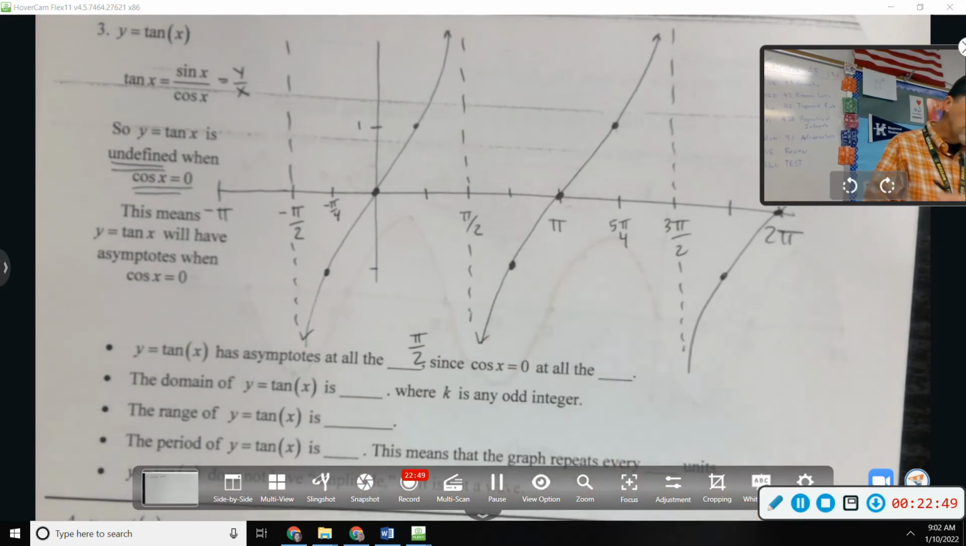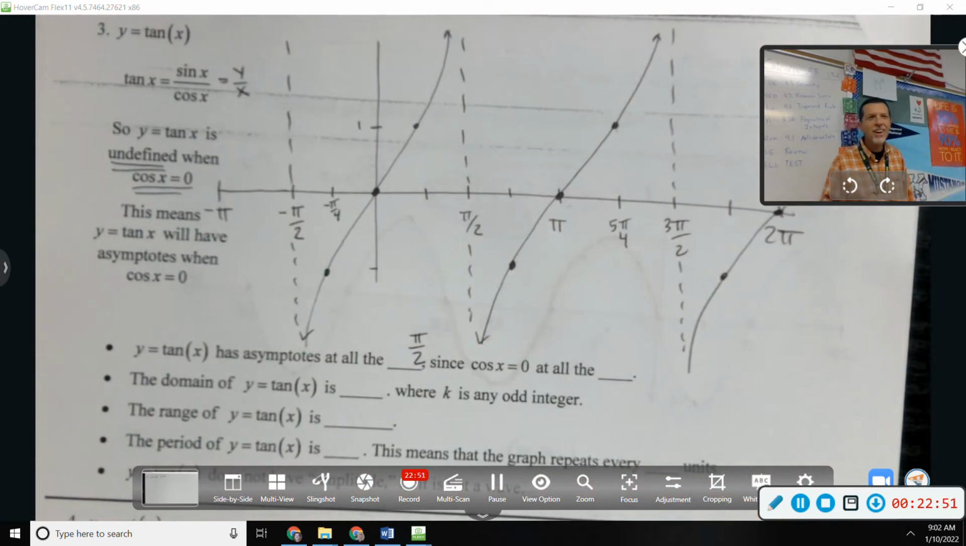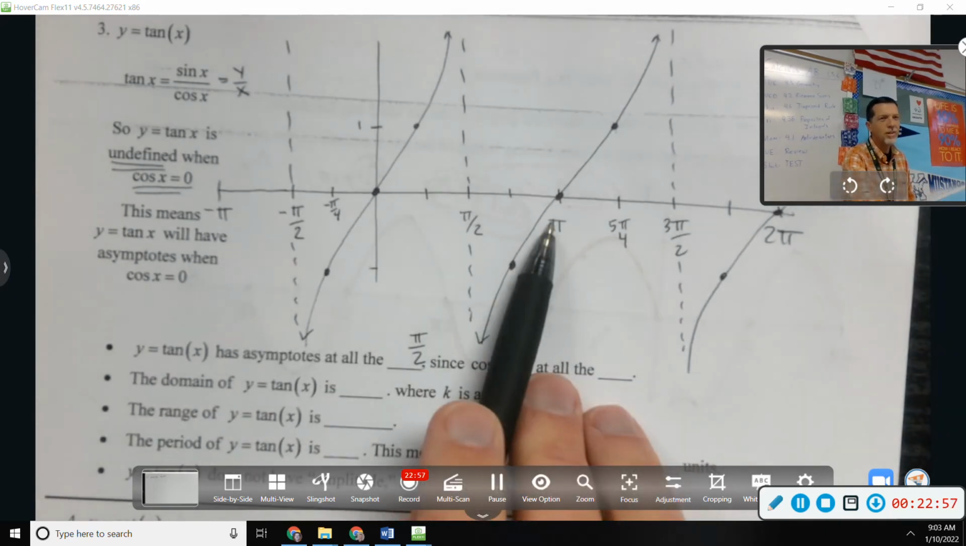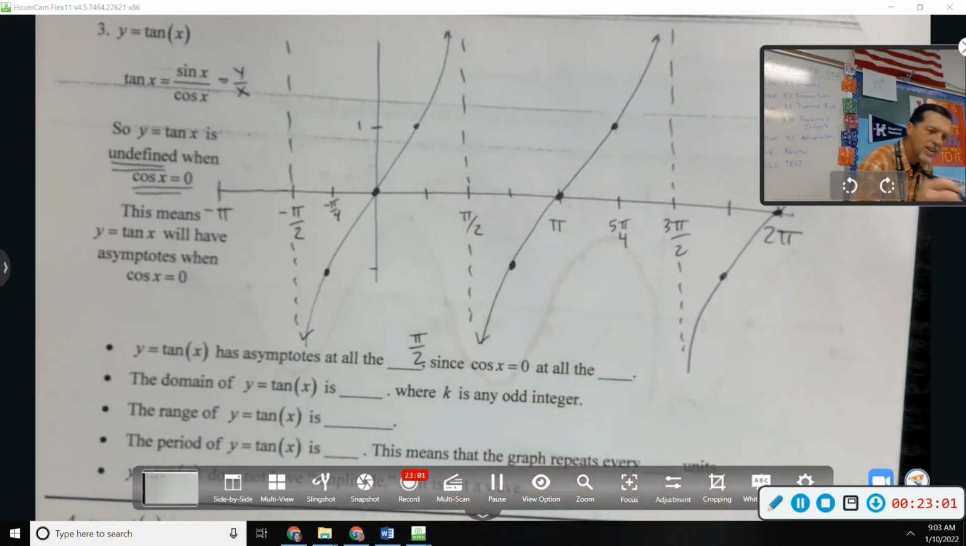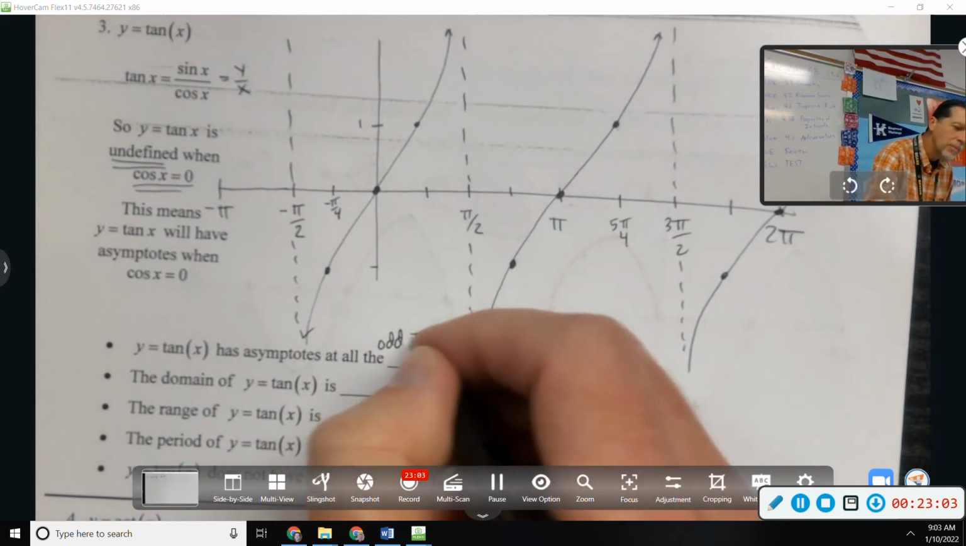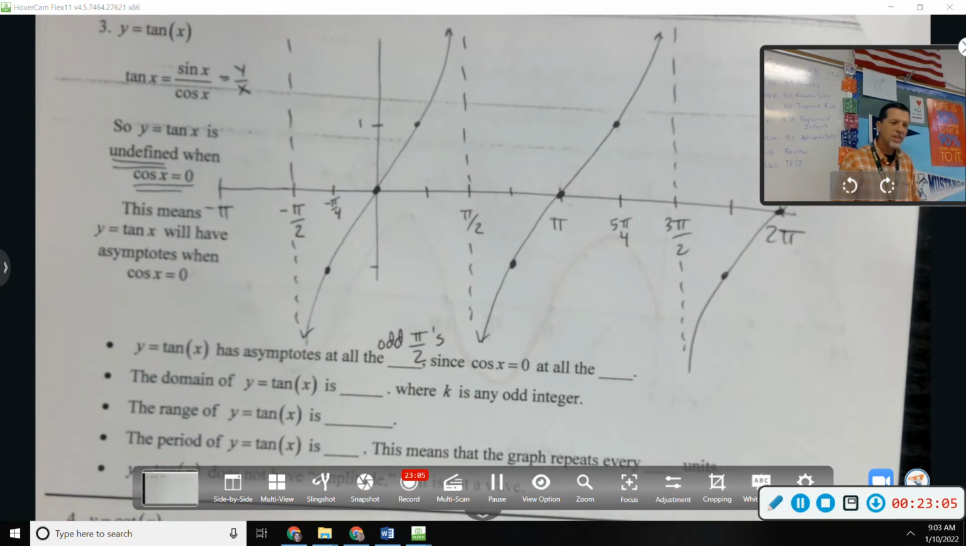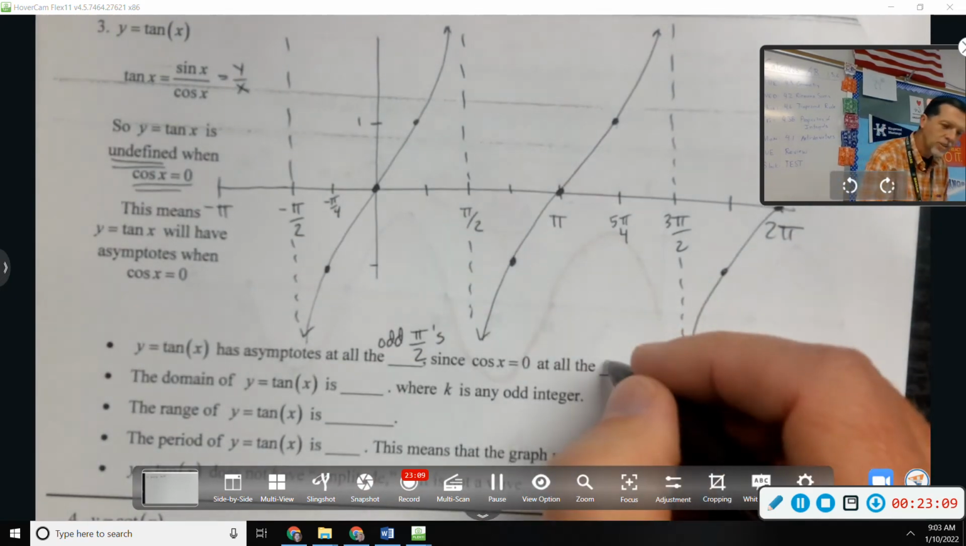Be careful. It's not really anything over 2. Because it's not 2 pi over 2. It's 1 over 2 and 3 over 2. So it's at all the odd pi over 2's, since cosine of x is equal to 0 at all of the odd pi over 2's.